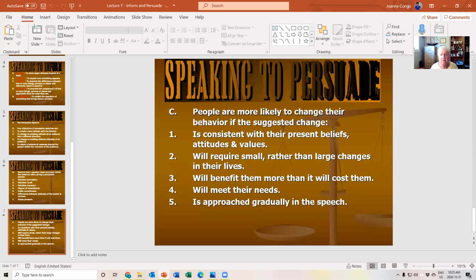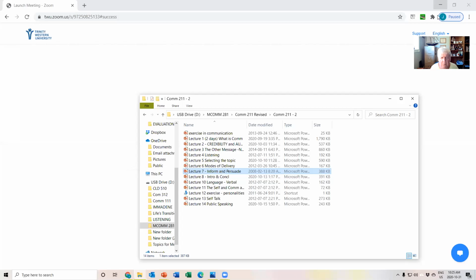And what I want to do is minimize this, and go on to the last topic, and that's the issue of language. I want to talk about this next and the importance of words.